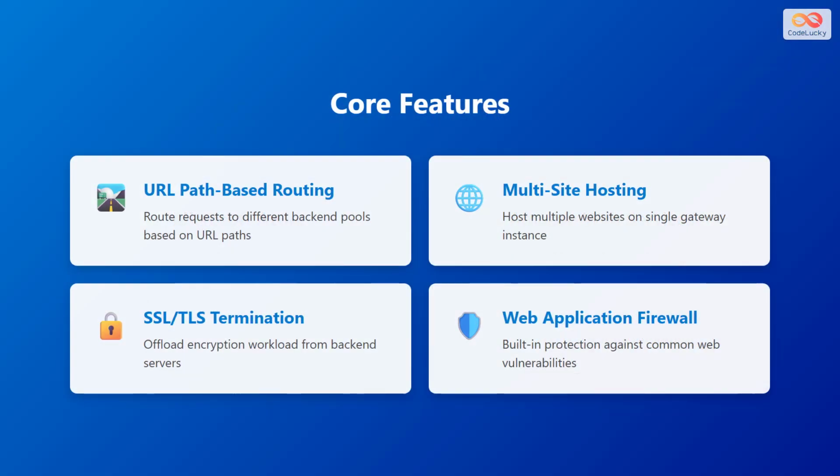Application Gateway offers 4 essential features. First, URL path-based routing allows you to direct requests to different backend pools based on the URL path in the request. Second, multi-site hosting lets you host multiple websites on a single gateway instance. Third, SSL and TLS termination offloads the encryption workload from your backend servers, improving their performance. Finally, the integrated web application firewall provides built-in protection against common web vulnerabilities like SQL injection and cross-site scripting attacks.